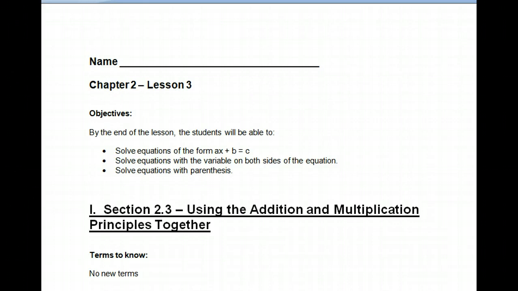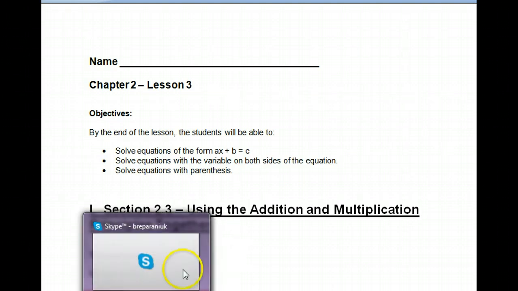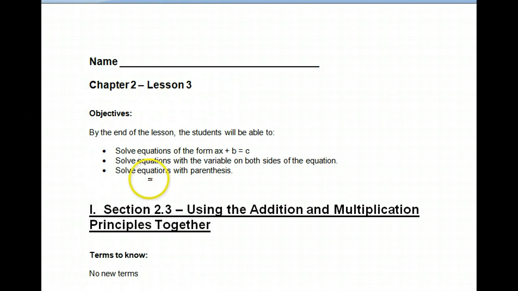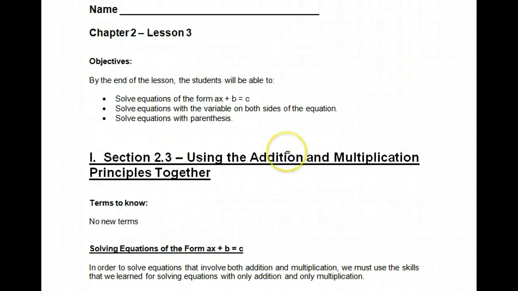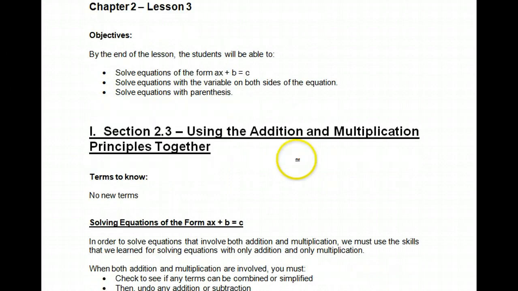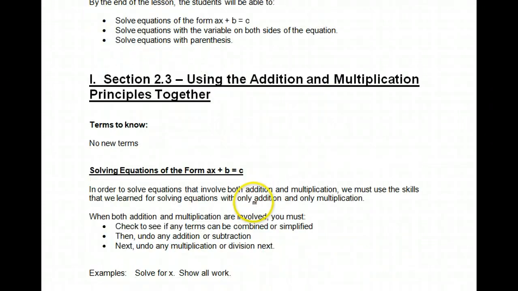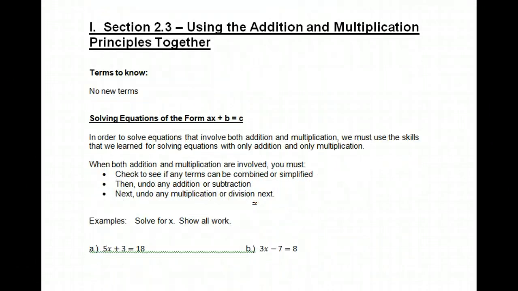In this lesson, we are going to work on solving equations that are in the form ax plus b equals c, solving equations that have a variable on both sides of the equation, and also solving equations that contain parentheses. There are no new terms for this section. Everything that we have previously covered is included in this section though, so please make sure that you are familiar with the vocabulary that we've covered so far in chapters 1 and 2.